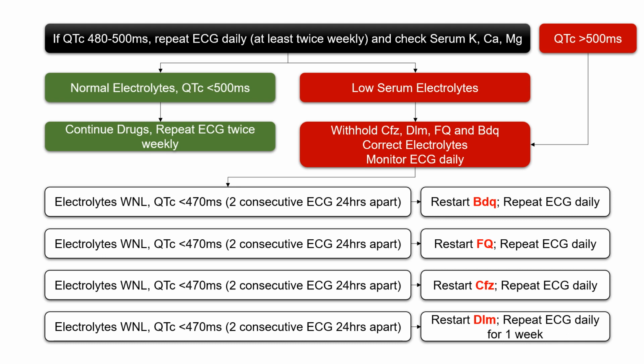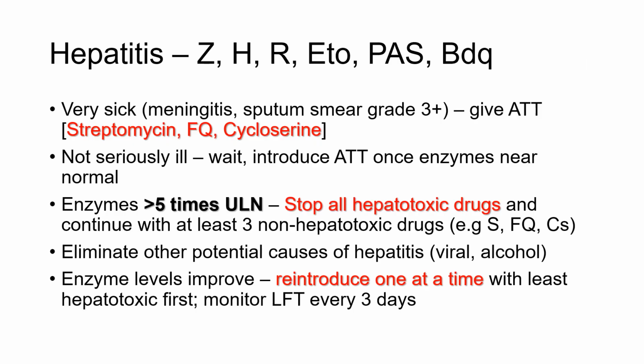If we can ensure that, and if we have resumed the drugs in this order, and the ECG remains normal daily for 1 week, then we can stop the routine ECG monitoring and go for an SOS ECG monitoring. Next, coming to the second commonest side effect that can happen due to drugs, that is hepatitis.